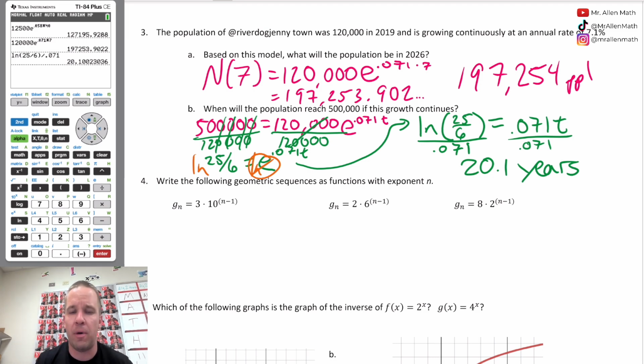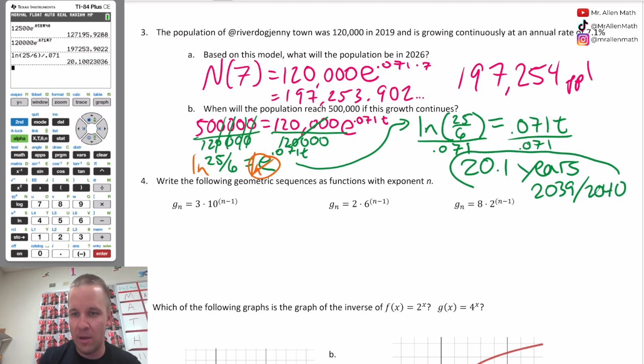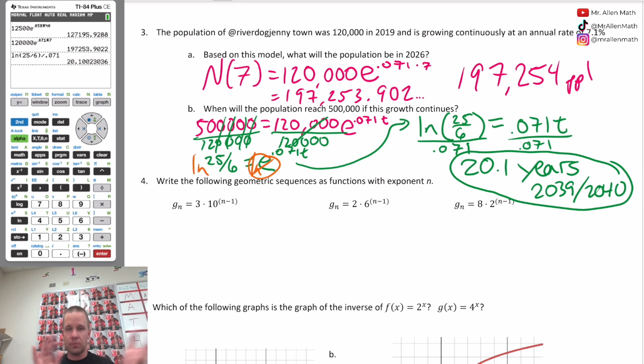Well, I guess at that point, we do 20 years added onto that 2019. So that's what? 2039, in the year 2039. 2040, right, between that time frame there would be when we're going to experience that population. Okay, there we go. So I added that onto the 2019.